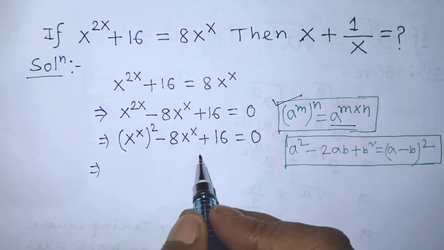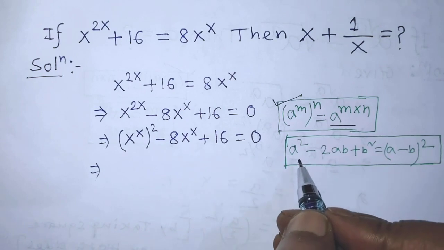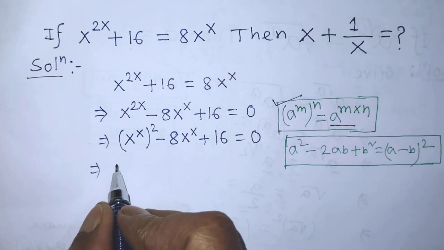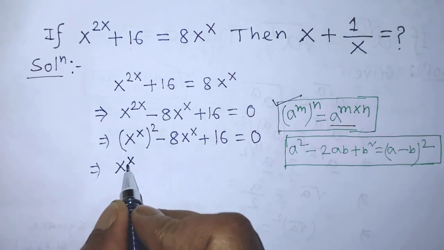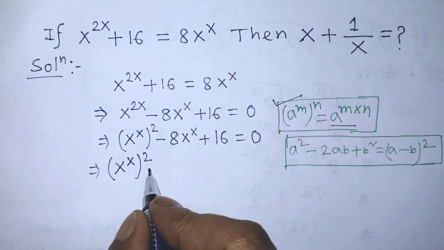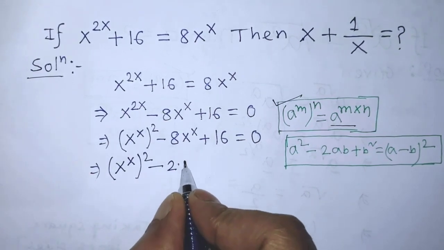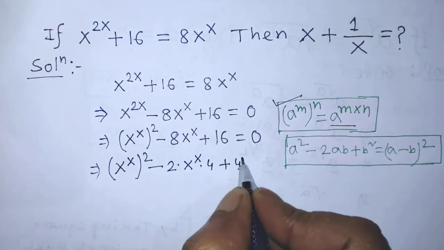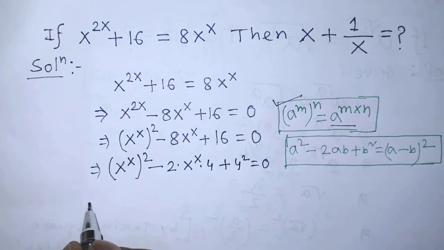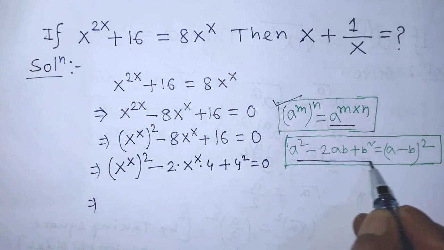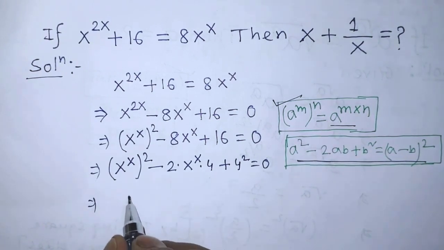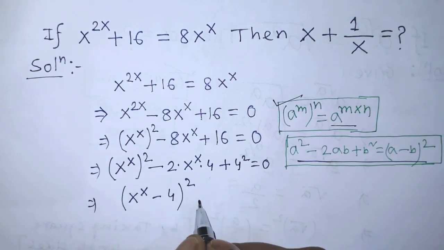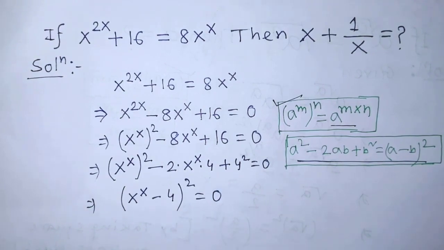Now we have to arrange the left hand side of this equation in the form of a square minus 2ab plus b square. So now we can write on the left hand side x to the power x whole to the power 2 minus 2 times x to the power x times 4 plus 4 to the power 2 is equal to 0. So student, according to this formula, we can write from the left hand side x to the power x minus 4 whole to the power 2 is equal to 0.